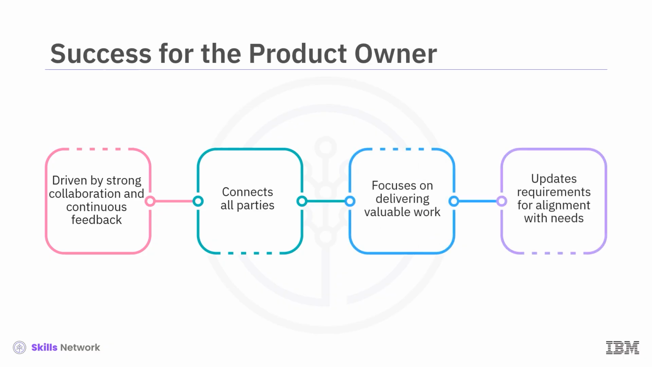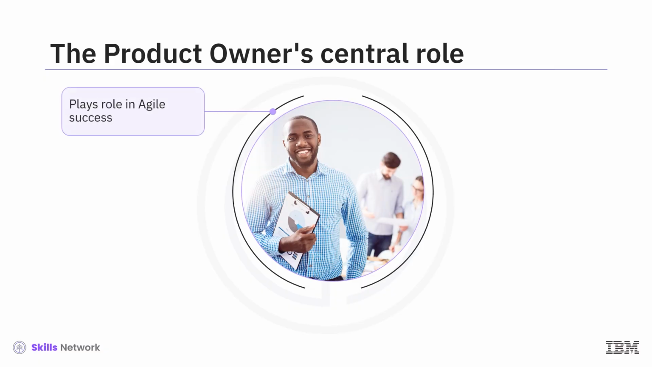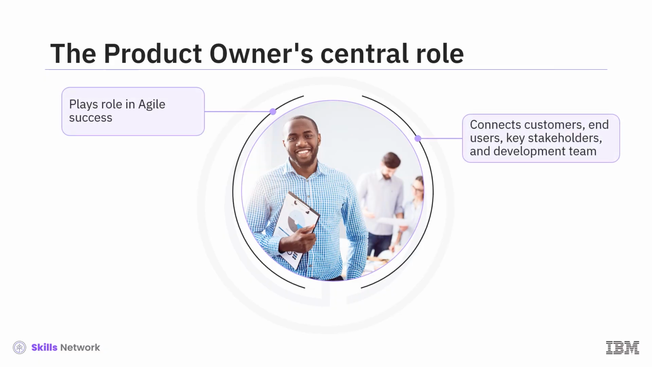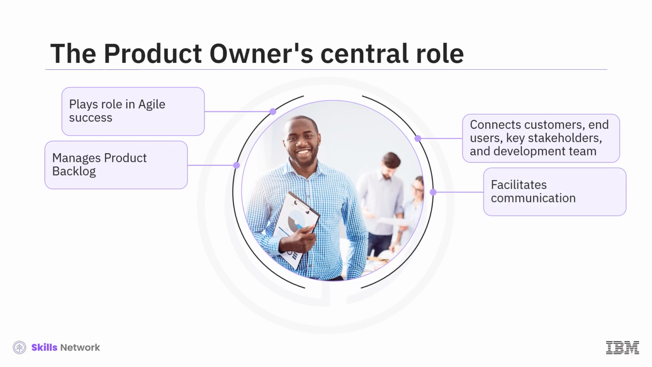As needs change, the product owner updates requirements to keep the product aligned with user and stakeholder needs. The product owner plays a central role in Agile success by connecting customers, end users, key stakeholders, and the development team. They manage the product backlog, gathering input from all parties to prioritize tasks effectively. By facilitating communication, they ensure everyone stays informed and engaged throughout the project.